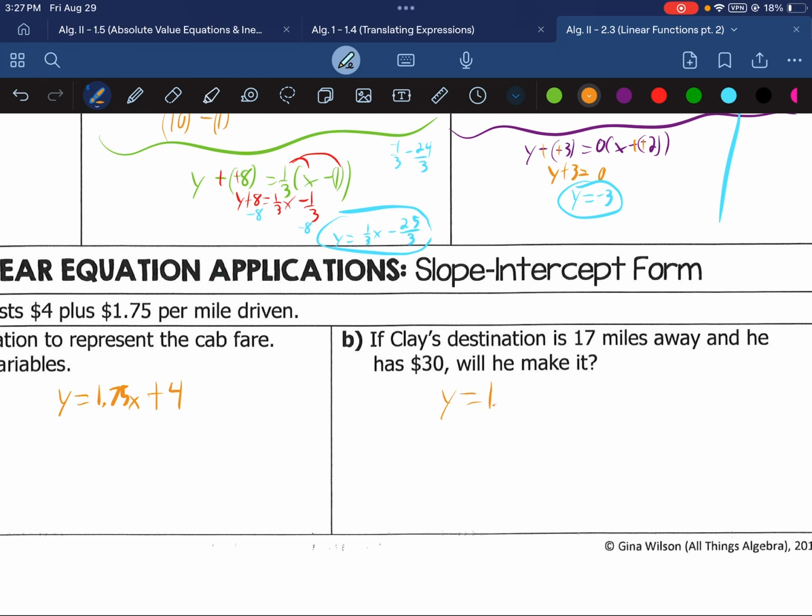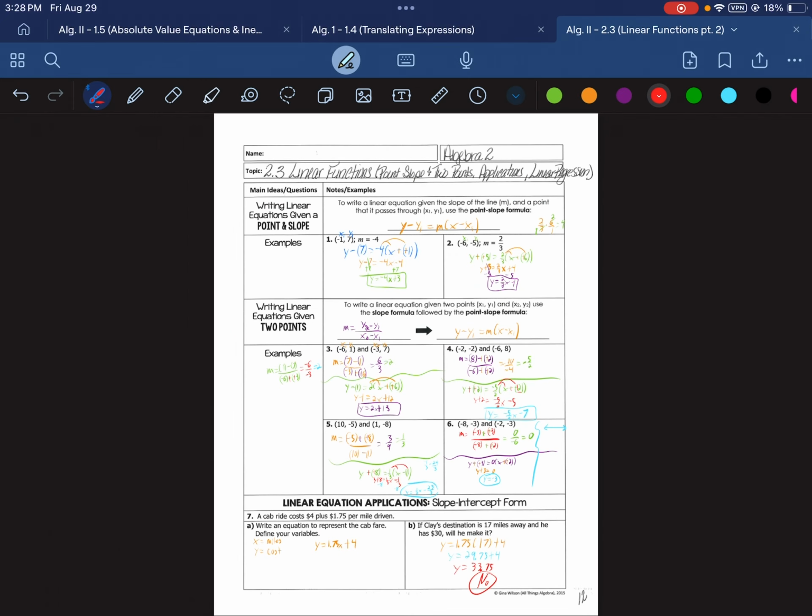So y equals 1.75 times 17 plus 4. 1.75 times 17 is 29.75. And if we add those, we end up getting $33.75. So that cab fare would be $33.75. So Clay does not have enough money. The answer is no, he does not. Let's move on to the next page.